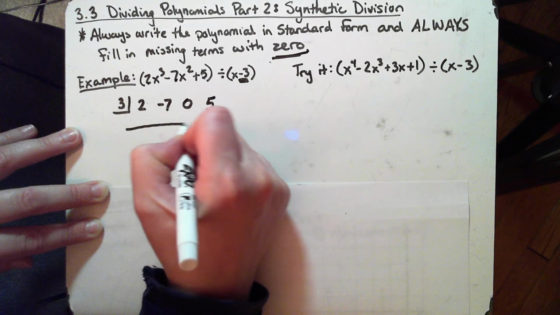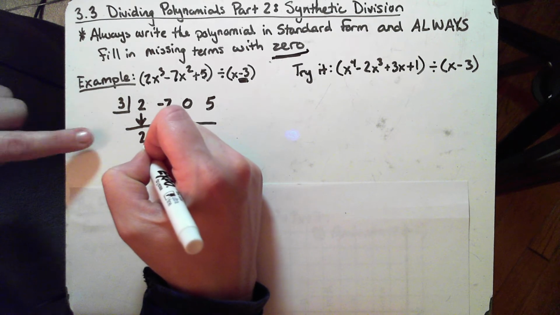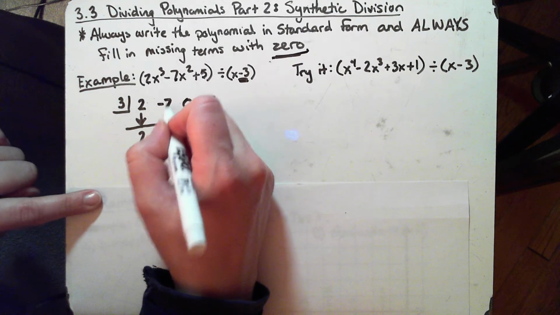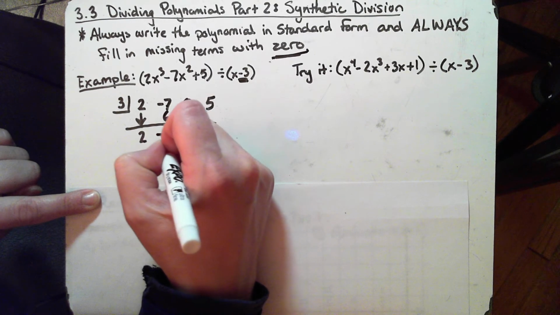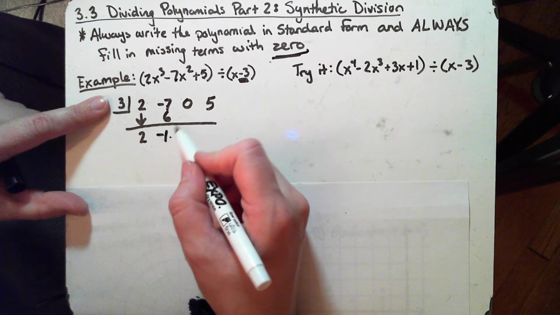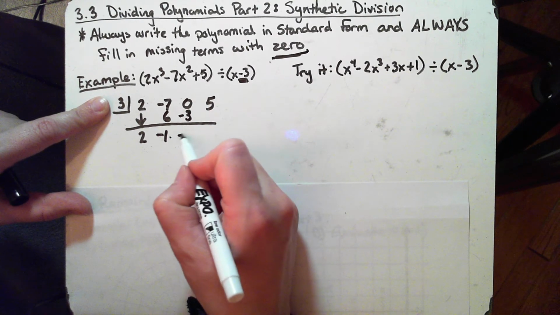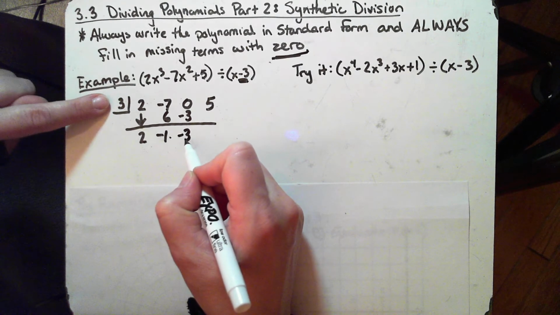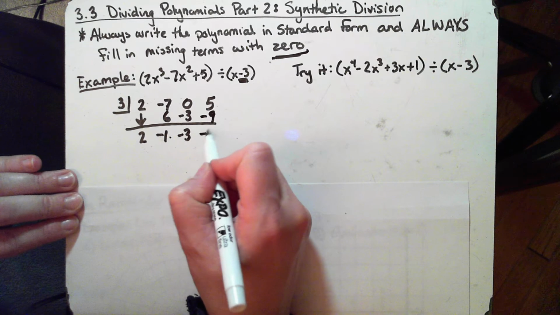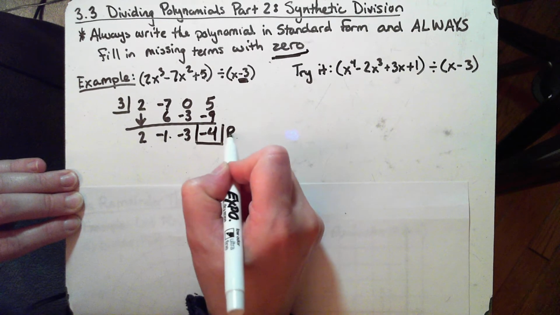Now here's what I do. Bring down the 2, then you multiply. 2 times 3 is 6, then you add. Negative 7 plus 6 is negative 1. Then negative 1 times 3 is negative 3. Then you add, and then you multiply. 3 times negative 3 is negative 9. Then you add. This last number is the remainder.